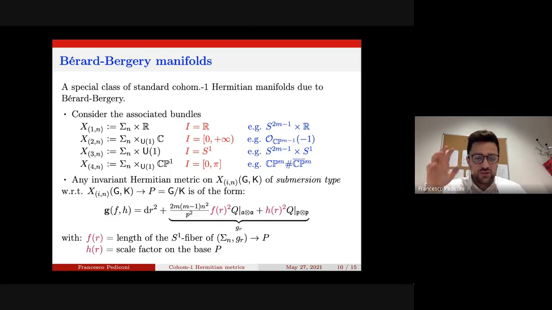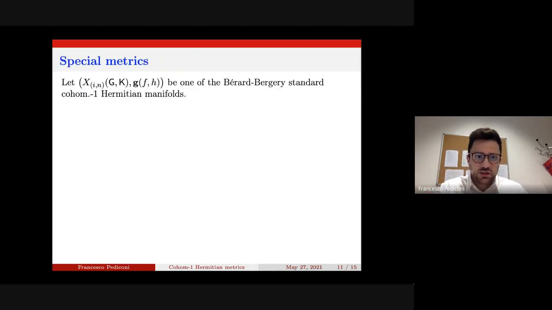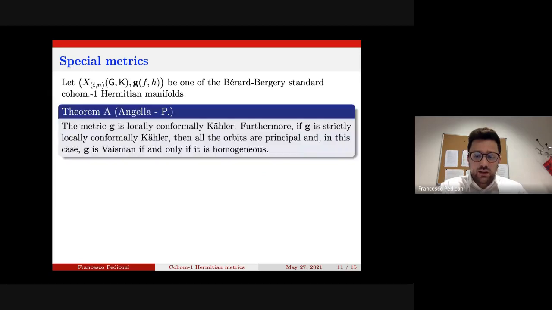So once we have these metrics, the aim is to try to characterize which of these metrics are special, in the sense that they verify some special conditions. And we begin by looking at the locally conformally Kähler condition. So the first theorem that we proved together with Daniele Angella, who is my supervisor during this postdoc in Florence, is that if you take a Bérard-Bergery manifold together with a metric constructed in that way, so that it depends only on two functions, then any of these metrics is locally conformally Kähler.